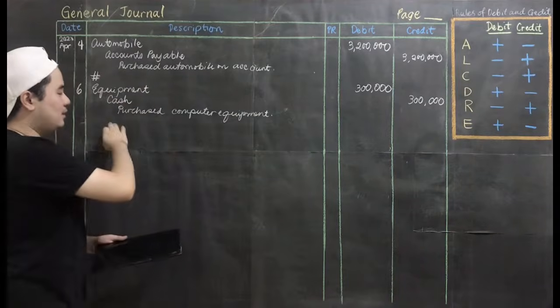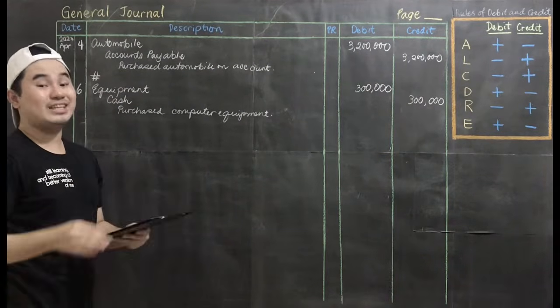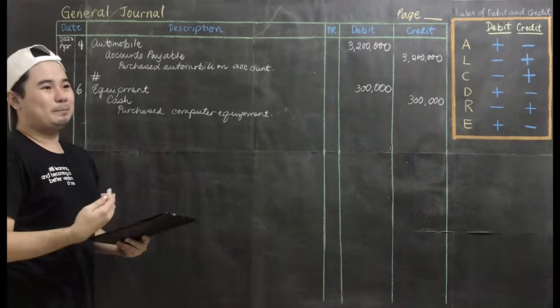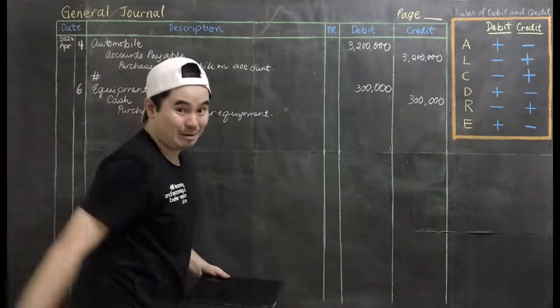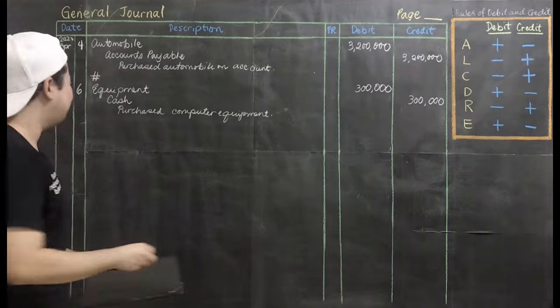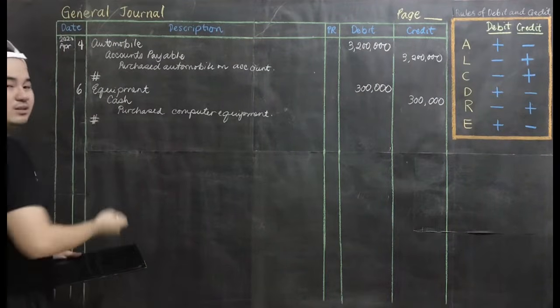Ang ating mga explanations ay hindi uniform ha. Kung ano yung best way na may explain nyo yung journal entry na hindi naman din sobrang haba, anything will be fine. Diretso tayo.